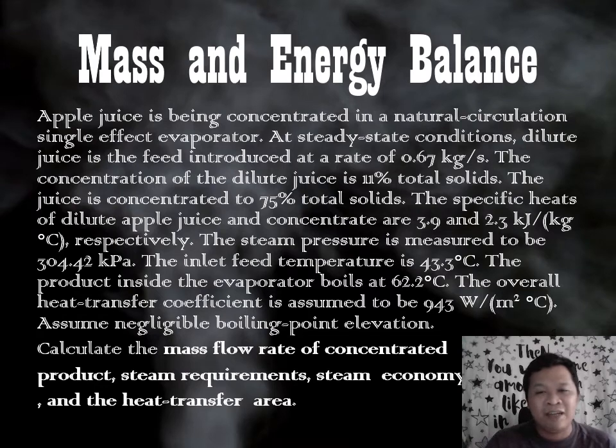So take note na dahil naka-vacuum siya, mas mababa yung boiling point than the typical 100 degrees Celsius or so. And you are also given the U value or heat transfer coefficient at 943 watts per meter squared degree Celsius or Kelvin. And here it's important that we assume negligible boiling point elevation, because otherwise the problem would need probably derivatives to solve, no? So pinasimplify na actually to, and we are to find the mass flow rate of the concentrated product, steam requirement, steam economy, and the heat transfer area.